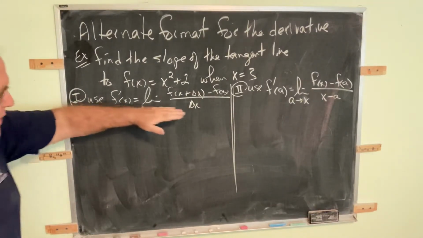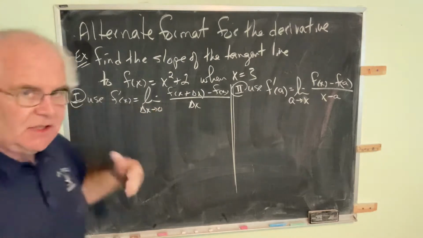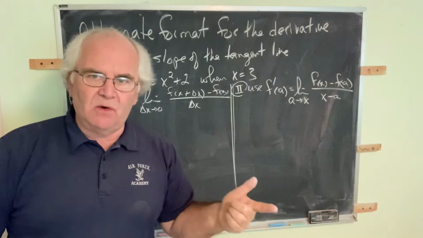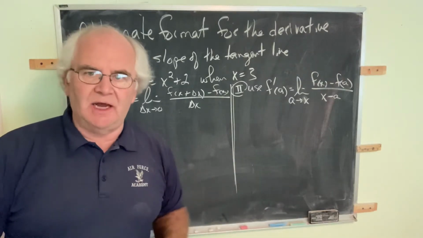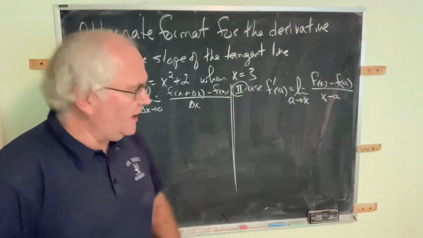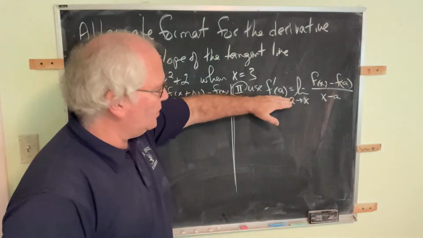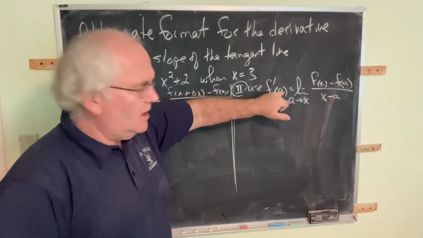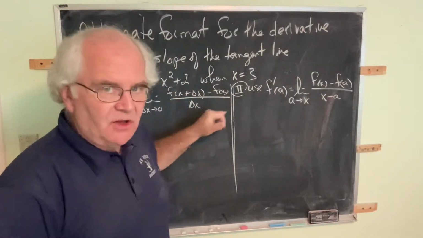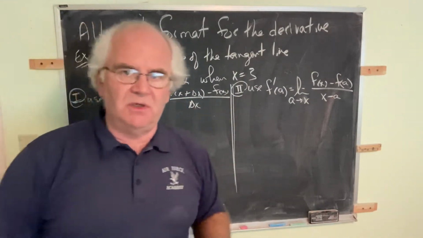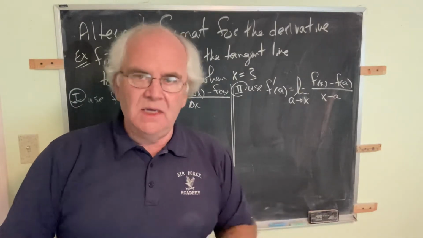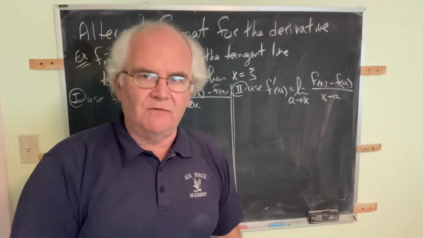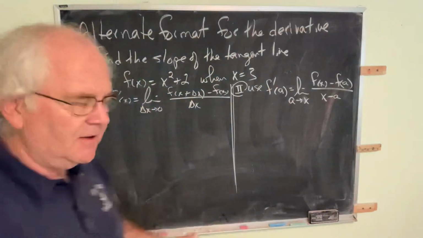One way is to use this format to find the derivative. The slope of the tangent line is: find the derivative, evaluate it at the specific point in question, and that's the slope of the tangent line. Alternately, we could use this other form for the derivative, and it will find this for us directly. Each of them has advantages, each of them has disadvantages. What you should be able to do is work with either one so that whenever one is called for, you can use it. If the other is called for, you're equally adept at the use of it.